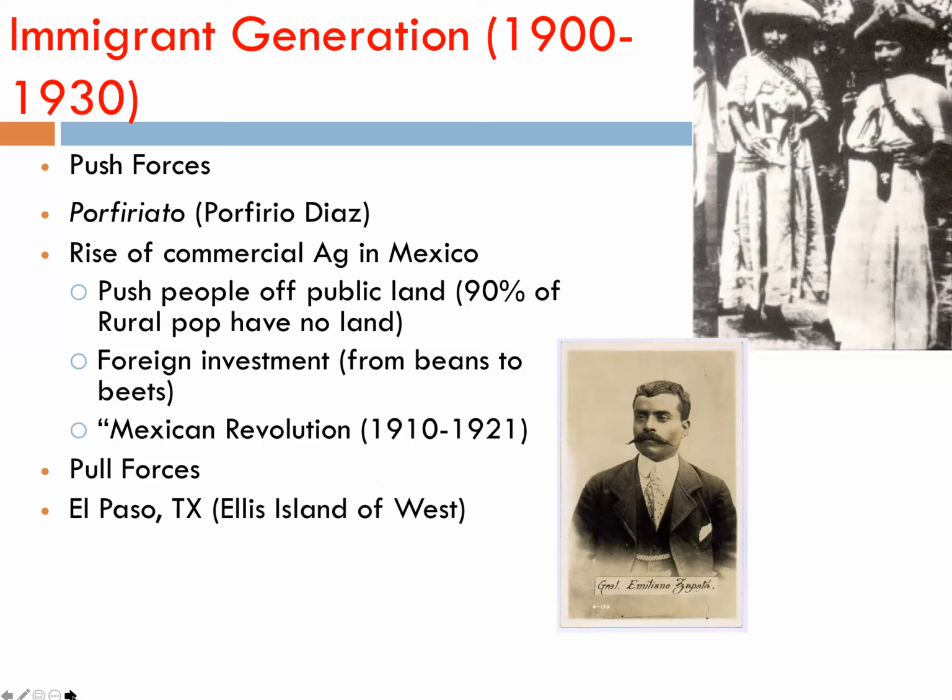So this is something that we see where a lot of Mexicans are coming to the United States. At this time, one of the major ports of entry was El Paso, but it's an open border. There's no fences, there's no walls, there's nothing.